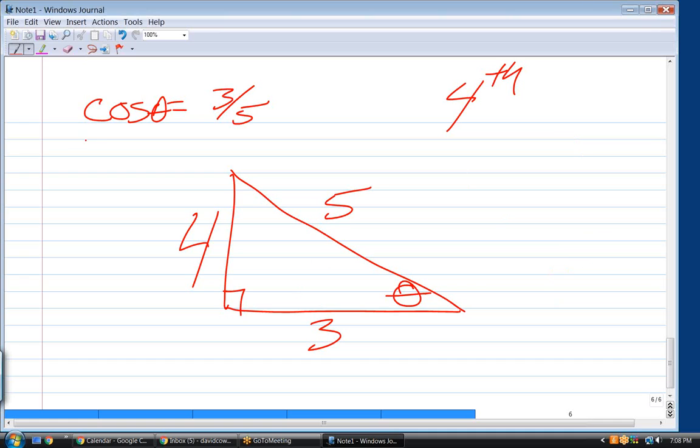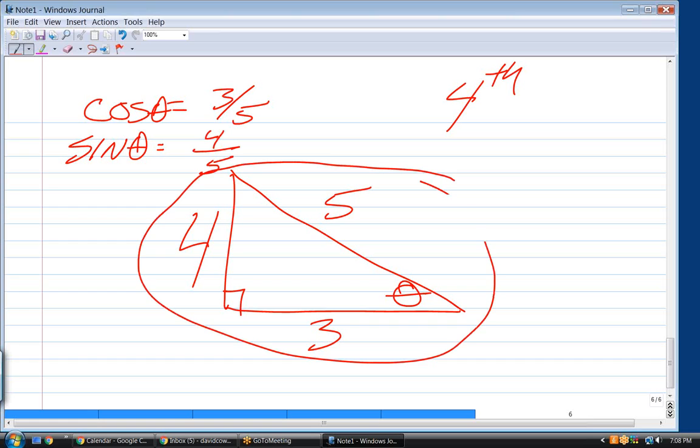What do they want to know? The sine of theta? The cosine. Now, they gave you the cosine. They told you the cosine was 3 over 5. Oh yeah, sorry. The sine. You're right. Okay, so now read the sine of theta from our triangle. It would be 4 over 5.